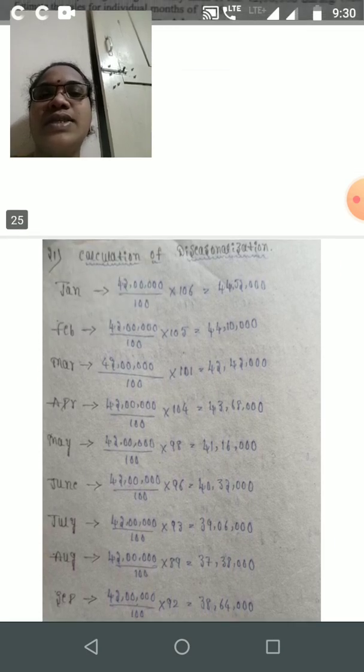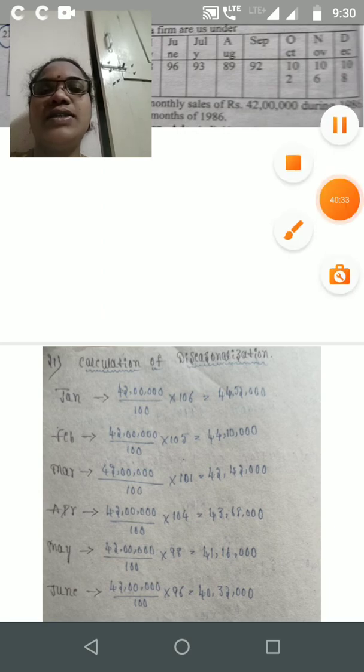This is deseasonalization for every month. So for each month of 1986, sales are calculated under deseasonalization. Thank you all.